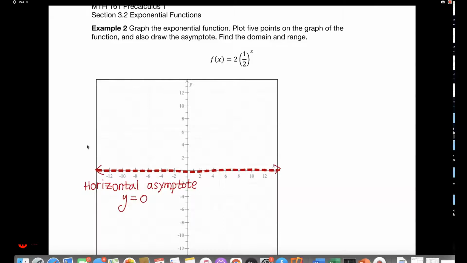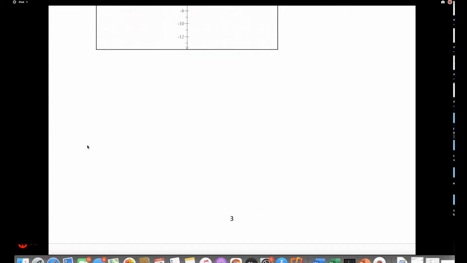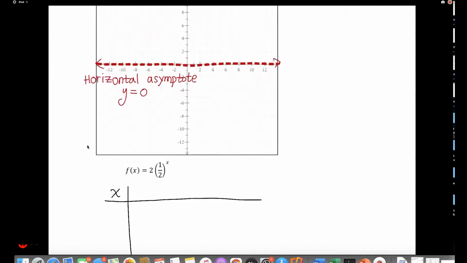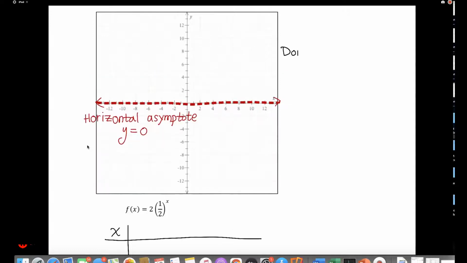I need to plot some points. So to plot some points, I'm going to go ahead and just copy this down here and create an XY table, okay? And for the XY values, remember that the domain of an exponential function is always all real. I'll go ahead and write that down over here. Domain is from negative infinity to positive infinity, and range is different.